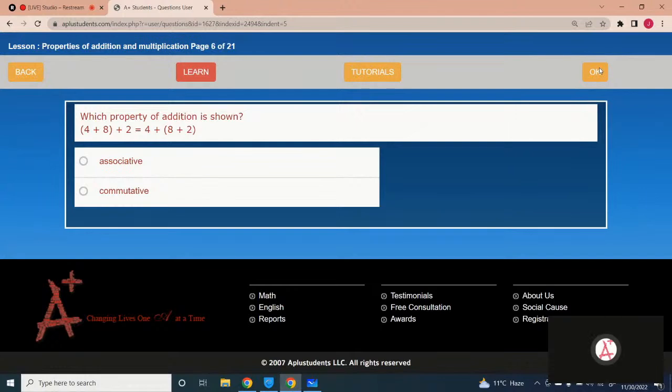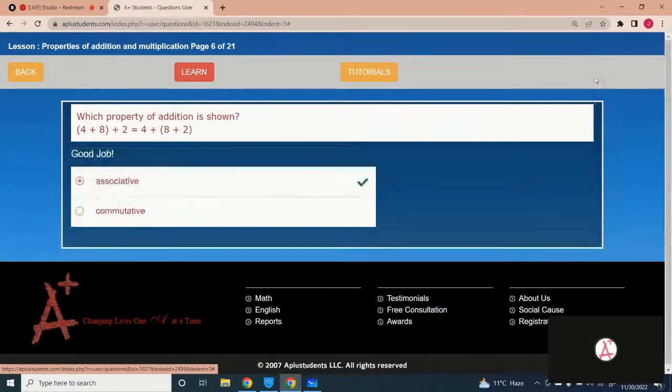Which property of addition is shown? 4 plus 8 plus 2 equals 4 plus 8 plus 2. Which property is it? Is it associative or commutative? It would be the associative property. Three of the numbers, the same numbers, are involved on both sides. It is associative property.